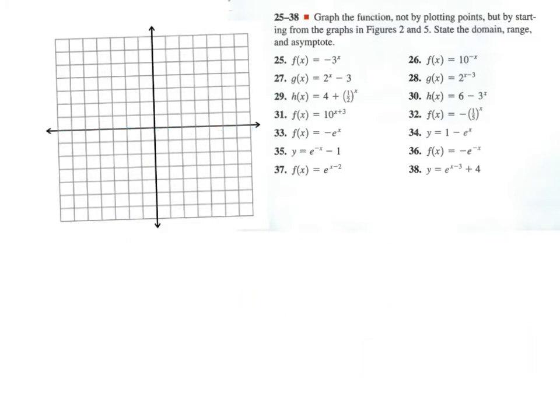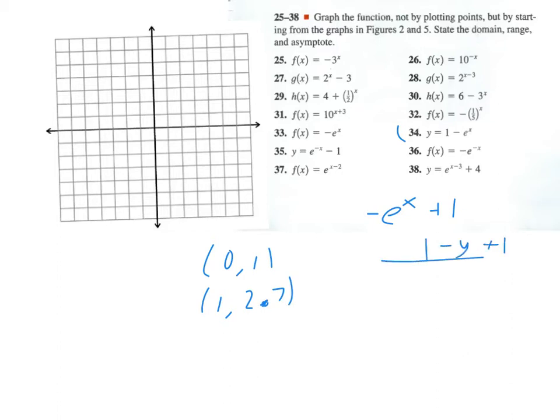All right, next up, number 34. So for this one, I would actually rewrite that as -e to the x plus 1. Whenever I have an adding or subtracting number, I like to put that out back. So I'm going to do my 0, 1, 1, base. My base here is e, but I'm going to use 2.7 for that. My base is not -e. The negative is really a transformation, and I'm going to apply right there. The base itself is just e.